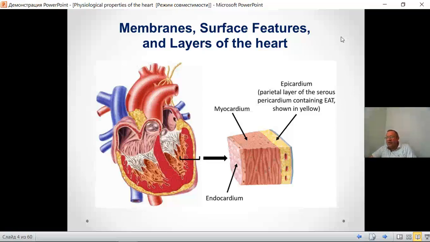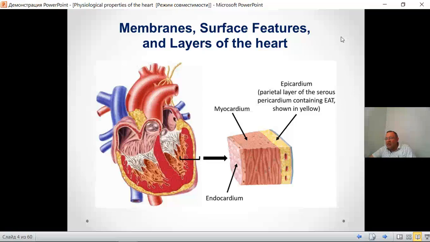The innermost layer of the heart wall, the endocardium, is joined to the myocardium with a thin layer of connective tissue. The endocardium lines the chambers where the blood circulates and covers the heart valves. It is made of simple squamous epithelium called endothelium, which is continuous with the endothelial lining of the blood vessels.